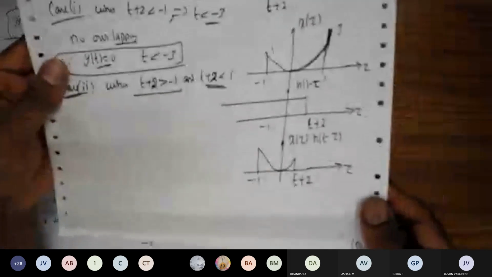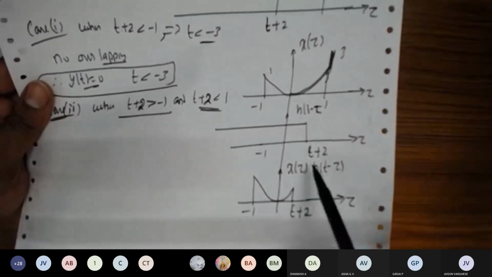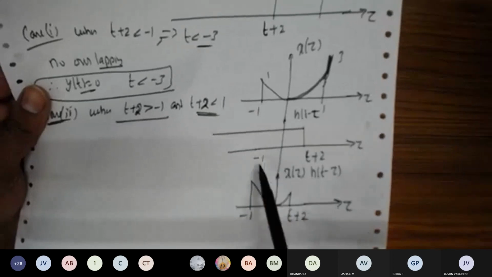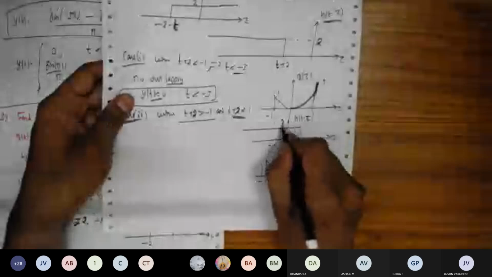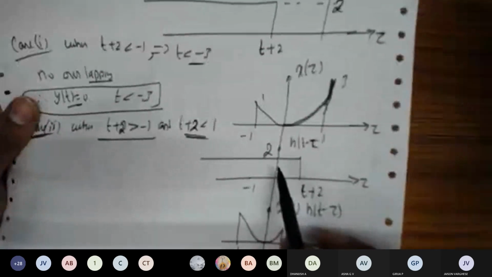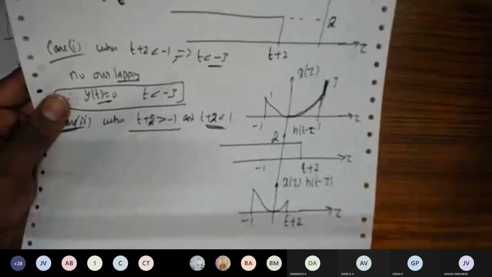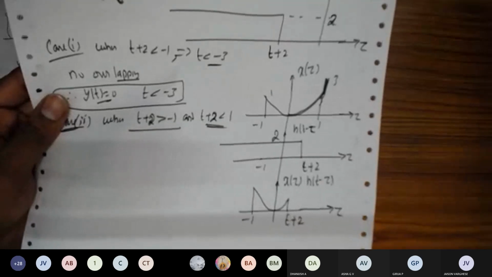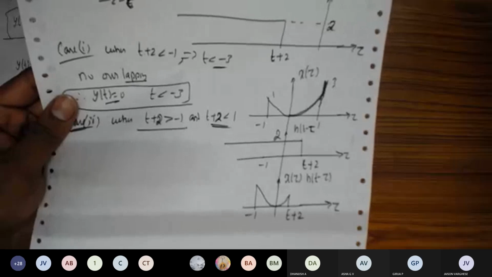So you can see t plus 2 is here. The product will exist from -1 up to t plus 2. Since 2 is there here, 2 is this value here, the amplitude is 2. So 2 multiplied by 1 will be 2 here. We are not worried about the amplitude because we can define the mathematical expression. Let us see the waveform. We can define the waveform like this here.